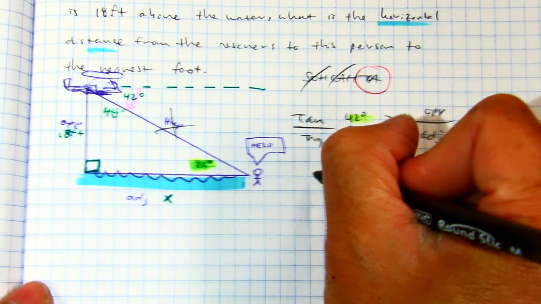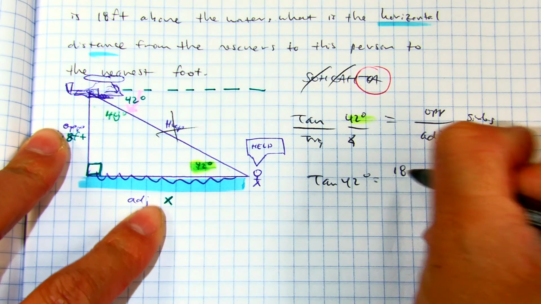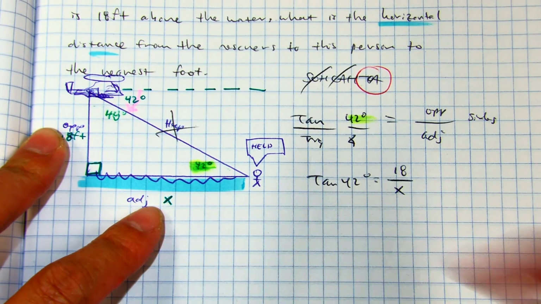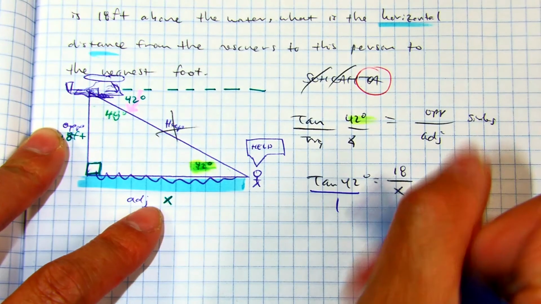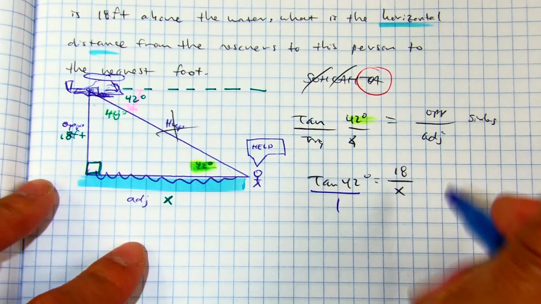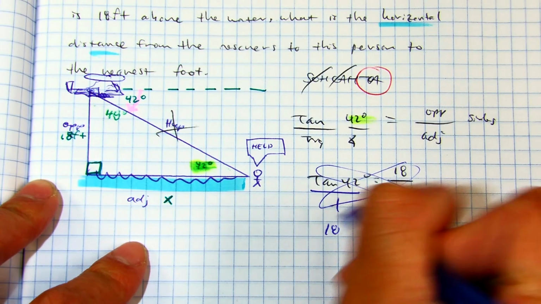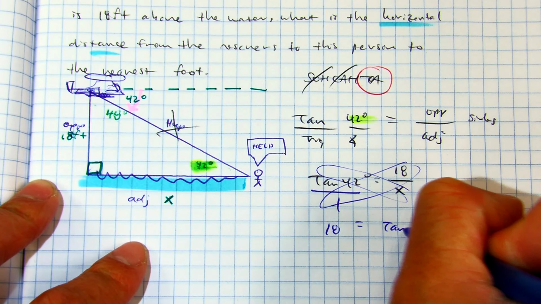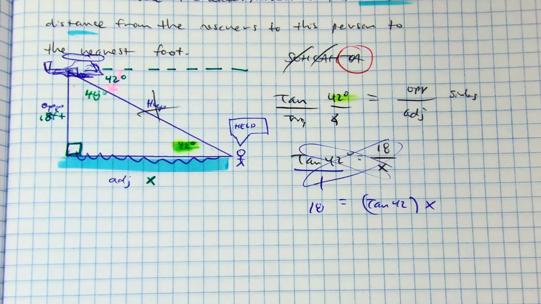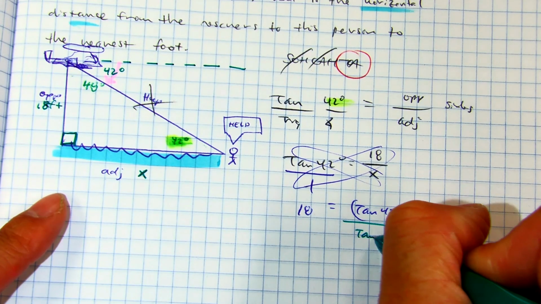Just substitute it in. Opposite is 18. Adjacent is X. I'm going to put this over 1 to solve for X. I have two fractions equal to each other, so I need to cross multiply. 18 times 1 is 18. Tangent of 42 times X. To get X by itself, I'm going to divide by tangent of 42 on both sides.